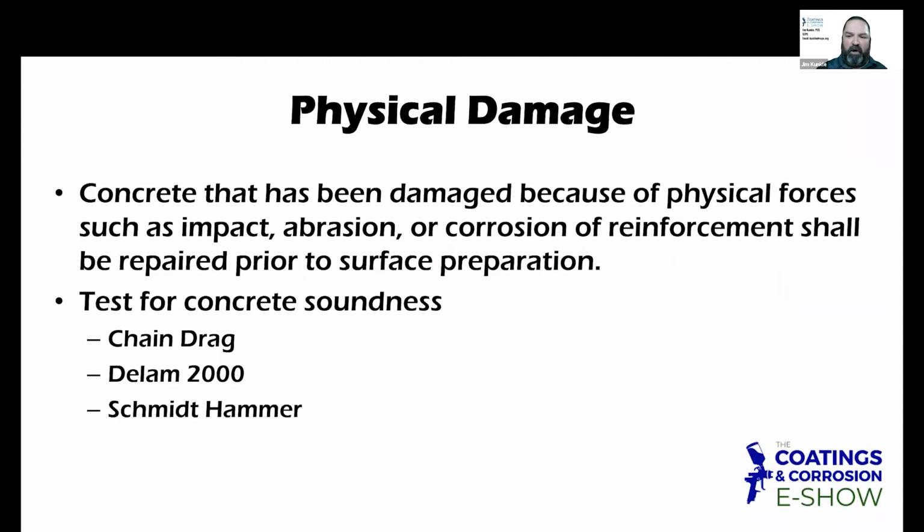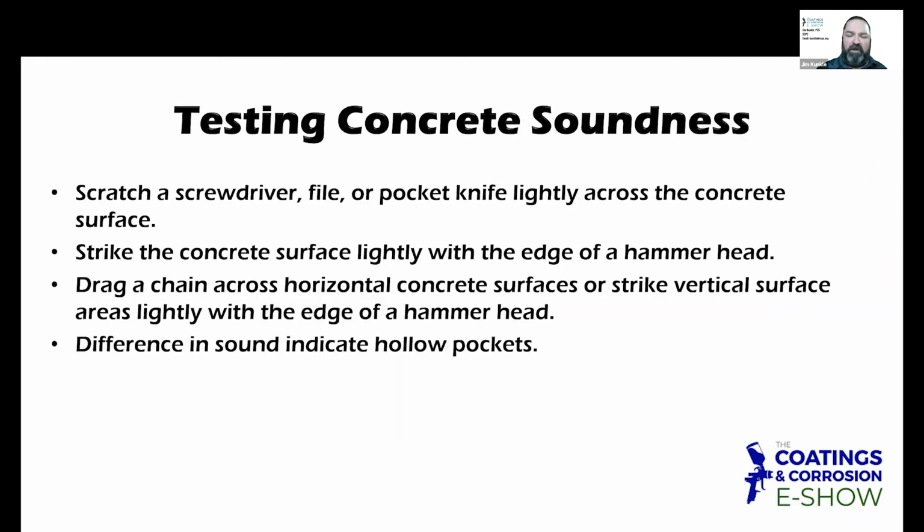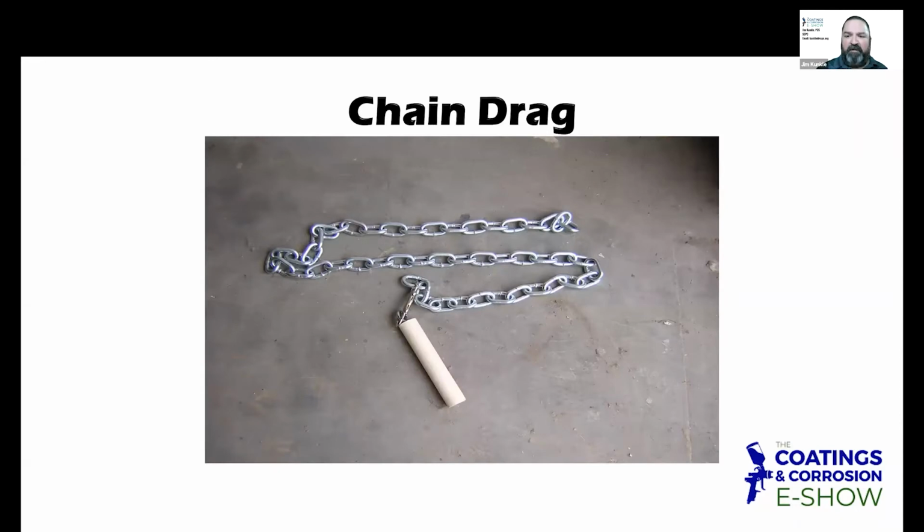Now, there's different ways to test for the soundness of the concrete. And as it shows here on this slide, it talks about a chain drag method, a DeLam 2000, and a Schmidt hammer. So there's different ways to get there. Some inspectors will use screwdrivers where they tap the concrete. They might use a hammer, a regular construction hammer. But a lot of times you have these other types of test methods.